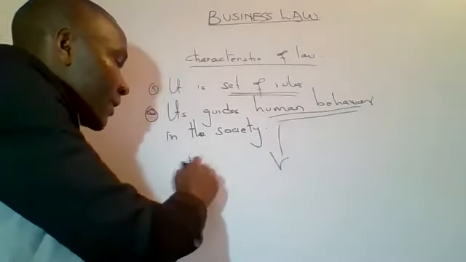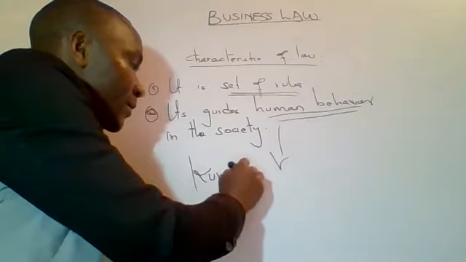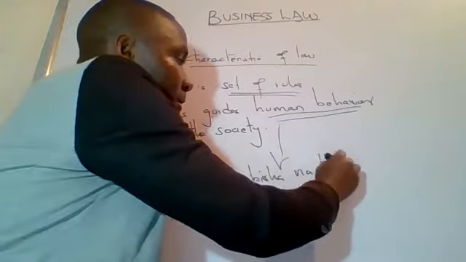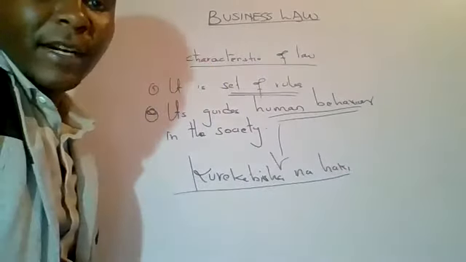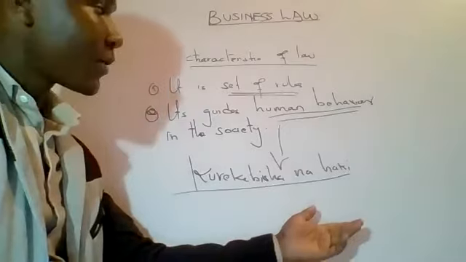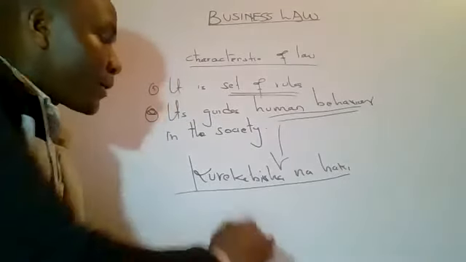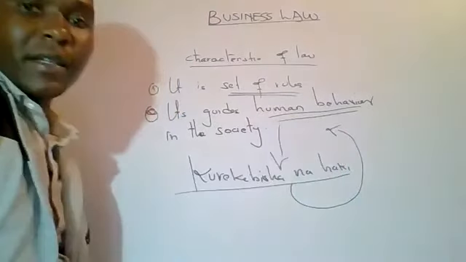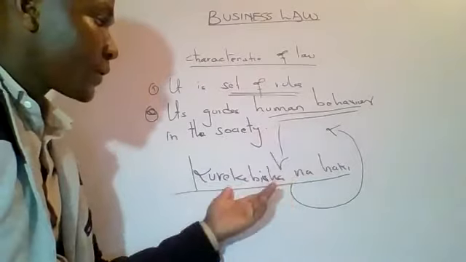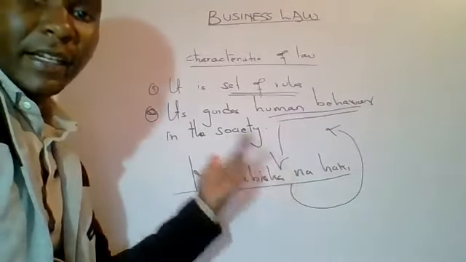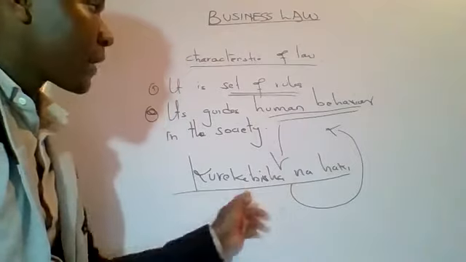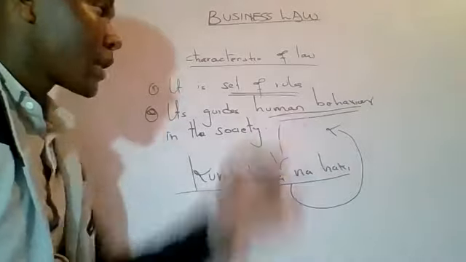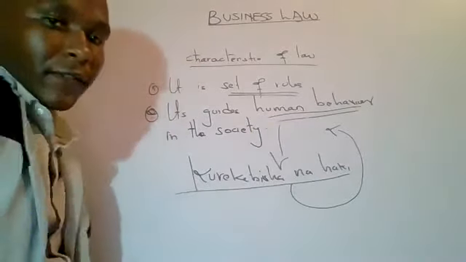Imeandikwa nini? Kurekebisha na haki, si ndio? So ukiangalia hizo gari zimeandikwa kurekebisha na haki, kumaanisha wanarekebisha nini? Human behavior, because the prison is among the public agencies, ndio? So those are their roles. So their first role is to guide the human behavior in the society.